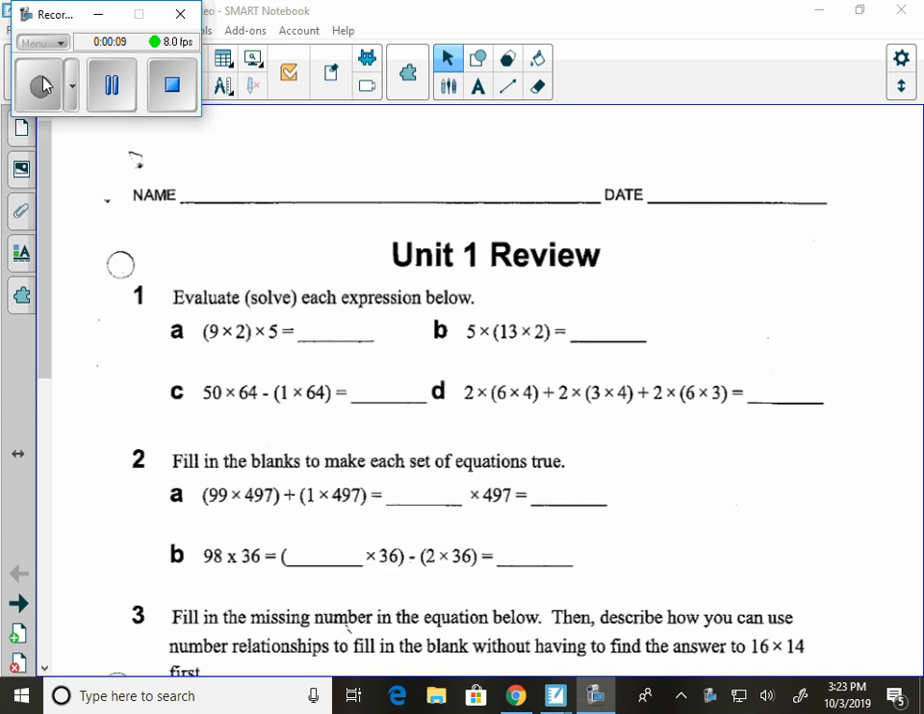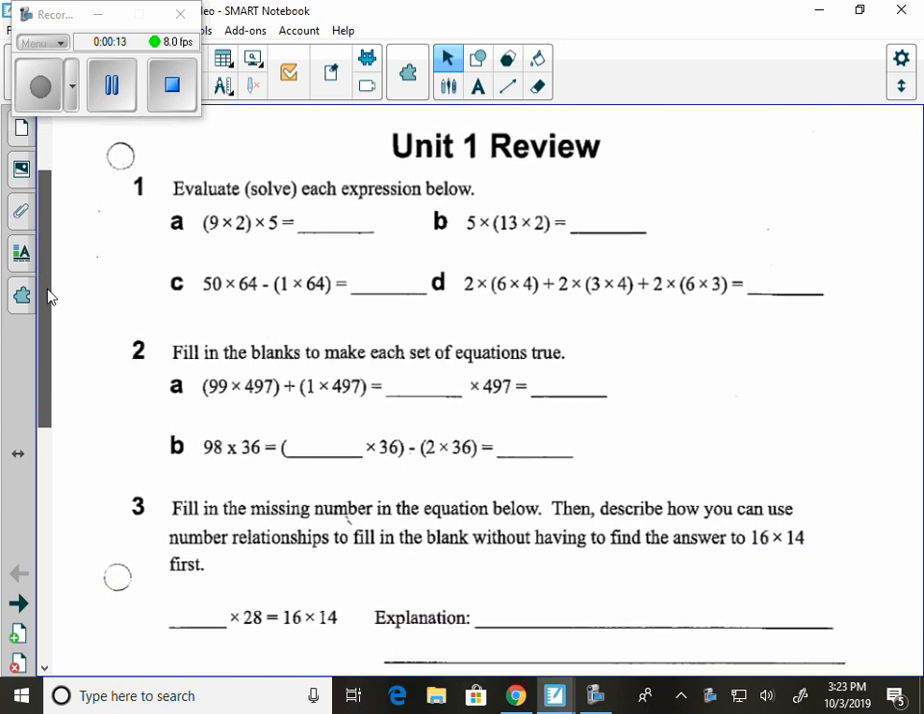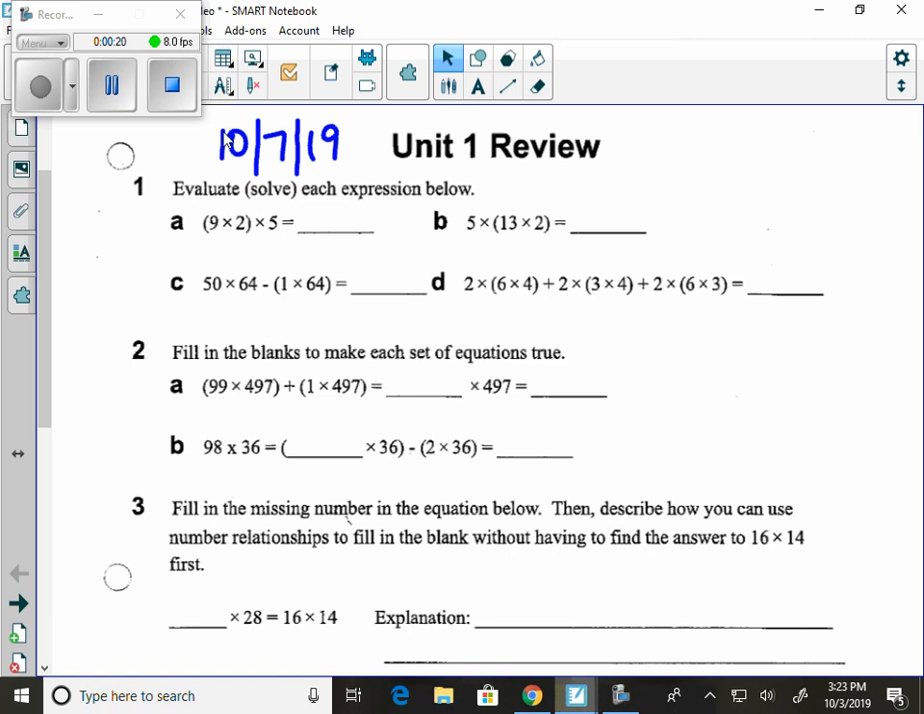I am going to go through all the problems that the students are going to need to know to work on the test. The test is on Monday, 10/7/19, and there should be a letter that went home that explains all the topics. Sign it, and they get a little extra bonus point.